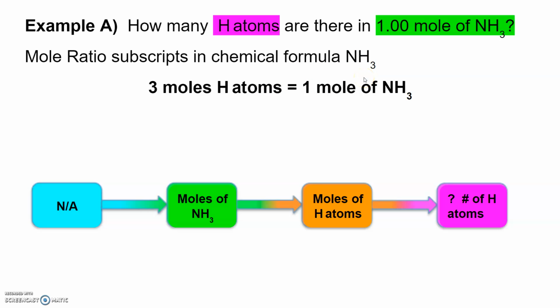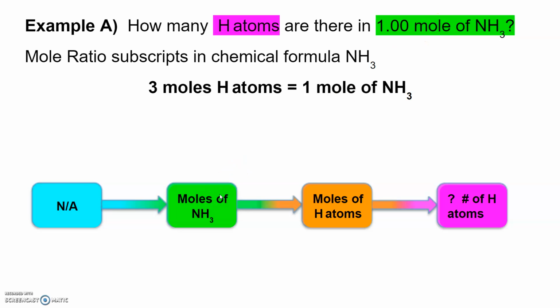Okay, so how will we go about solving this? The first step is, if necessary, to convert from our amount of given to moles of given. Now our given here is 1.00 moles of NH3, so we don't need to do that first step, because we're already starting off with moles of NH3.